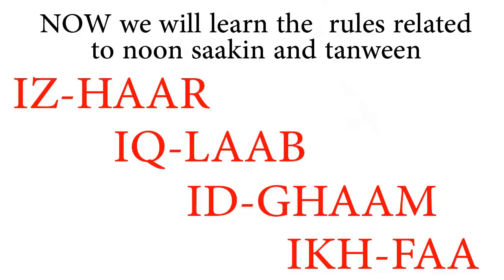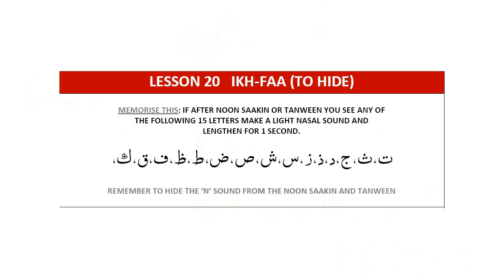So all you have to say at the end of this is, if after noon sakin or tanween you see any of the 15 letters, ta, tha, jim, dal, dhal, za, sin, shin, sad, dad, ta, dha, fa, qaf, kaf, make a light nasal sound and lengthen for 1 second. Okay? And please remember, you have to hide the N sound coming from the noon sakin and tanween.